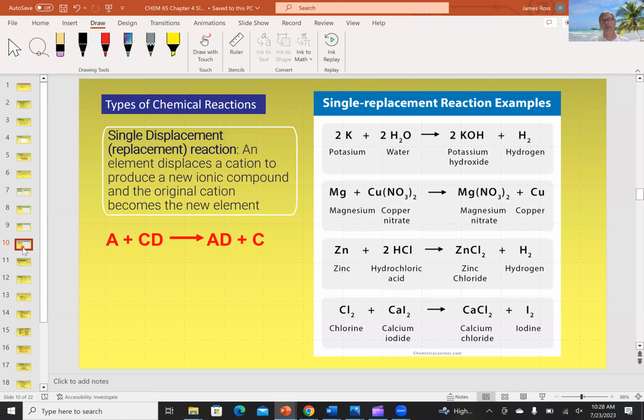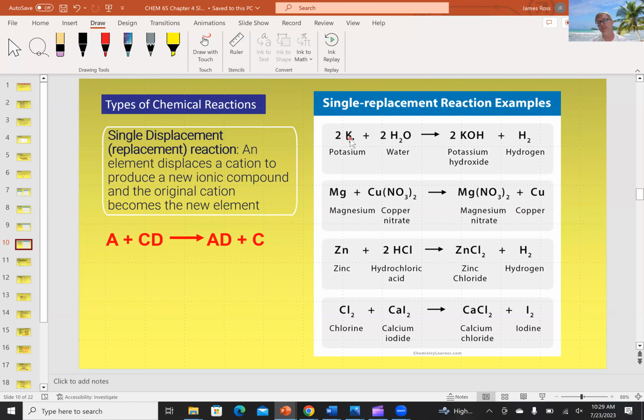A relative of double displacement reactions are single displacement reactions. The general template for a single displacement reaction is shown in red. So we can have an element A plus an ionic compound CD. A will displace C to form the compound AD, and then C will have been ejected and will have no one to partner with, so we just get elemental C.